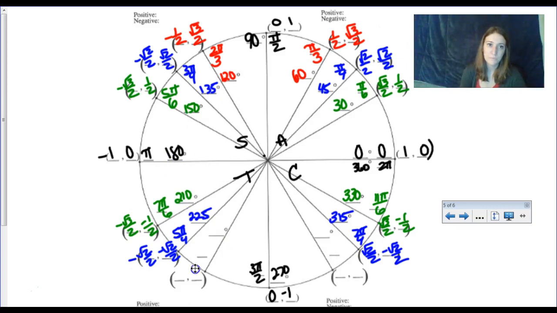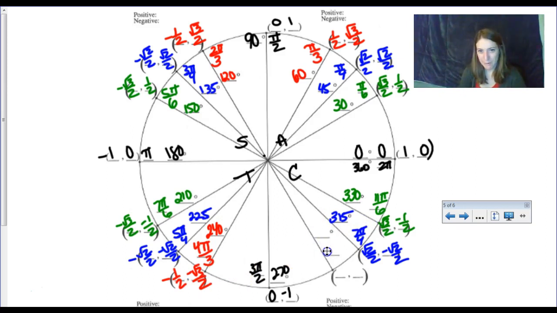There we go. Alright, down here, if you want to keep counting by 60s, this is 60, 120, 180, so then this would be 240. Counting by pi over 3s, 1 pi over 3, 2 pi over 3, this is 3 pi over 3, so this must be 4 pi over 3. Lovely. And then nobody's positive here, so negative 1/2, negative square root of 3 over 2.